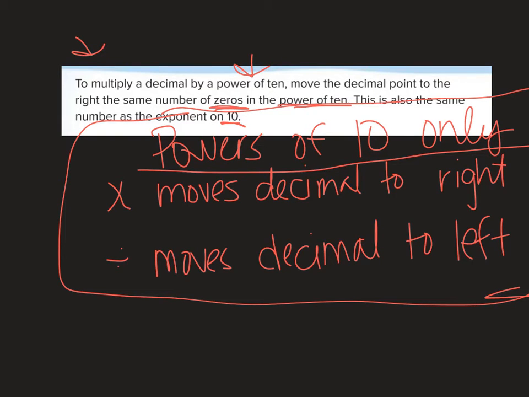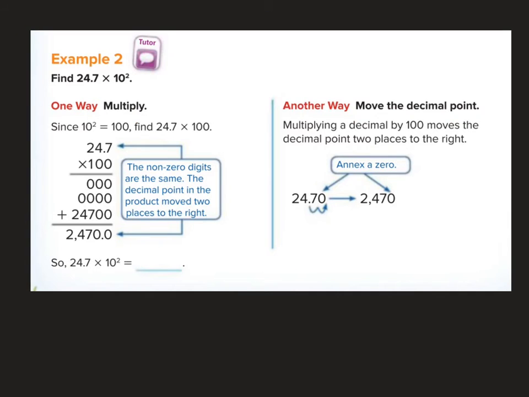And the last stuff, when we're talking about 10, it moves once. 100 moves the decimal point twice. 1,000 moves the decimal point 3 times, and so on. Let's try an example here. There's not really a lot of math I need to do here, but let's read through it. Find 24 and 7/10 times 10 to the second power. So we're looking at that little 2 there. Since 10 to the second power equals 100, they're asking us to find 24 and 7/10 times 100.